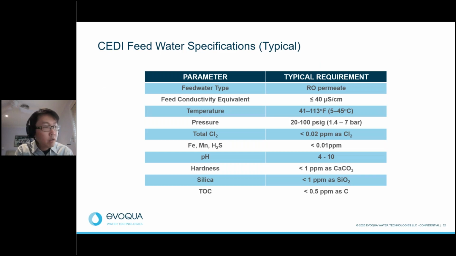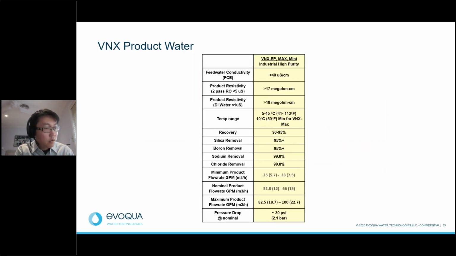This slide tells you about the CDI feed water specifications. The typical feed water comes from a 2-pass RO permeate. It could be a 1-pass too. The feed conductivity equivalent, that is the FCE, should be less than 40 microsiemens, and it is a combination of the RO microsiemens and the CO2 and also the silica. For the max pressure, it has got to be less than 100 psi. In terms of the total chlorine, it has got to be less than 0.02 ppm. For silica and hardness, it has got to be less than 1 ppm. And lastly, for the TOC, it has got to be less than 0.5 ppm.